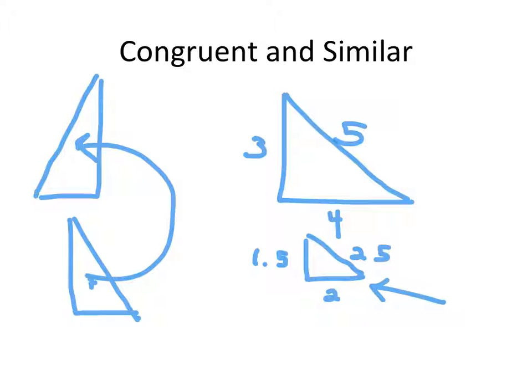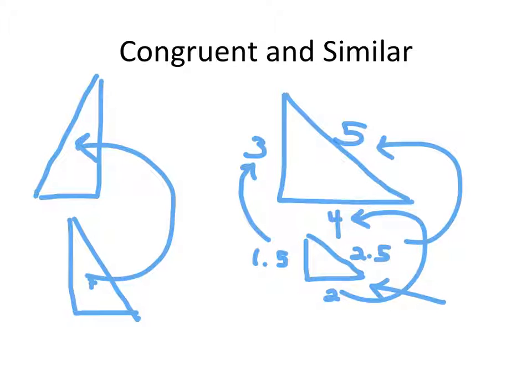So if these relationships are the same, 1.5 to 3 is the same as 2 to 4 is the same as 2.5 to 5, that means these triangles are similar. They are basically exactly the same, except one is shrunk or one is enlarged, but they have the same ratio. They'll have the same angles and the same ratio to their sides.